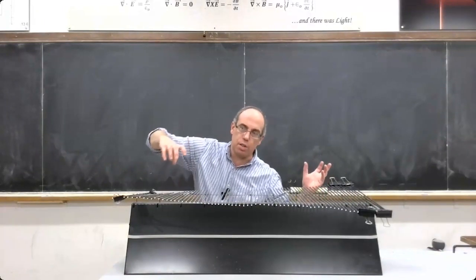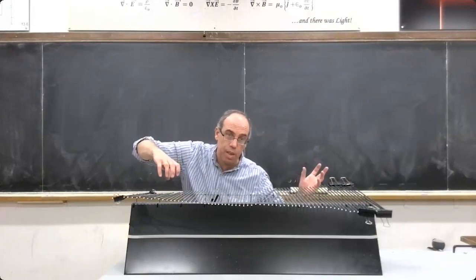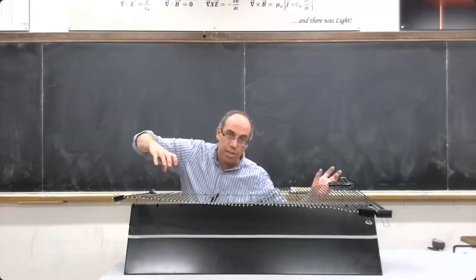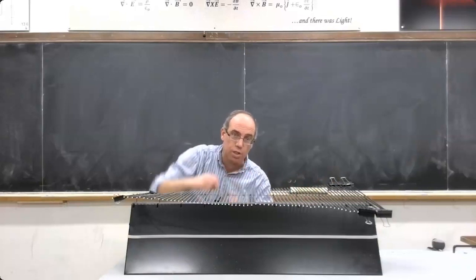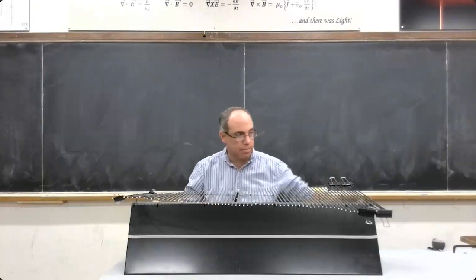Now what I'm going to do is make an up bump at the left end of the machine and a down bump at the right end of the machine. The up bump and the down bump are going to propagate towards each other, and we want to see what happens when they meet in the middle.